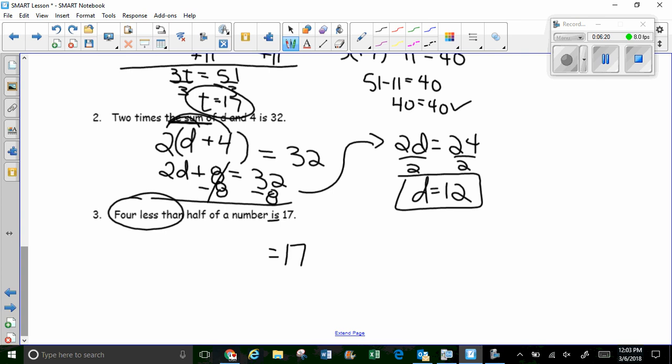And I'm going to translate first: half of a number. We can use any variable, I'm just going to use n. And then 4 less than that. So that 4 less than comes at the end of that side. I'm not going to throw that minus 4 across the equal sign. It's still on the same side as the half of the number, but it just comes at the end.